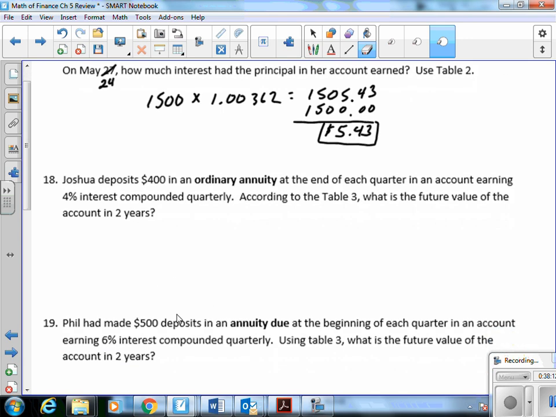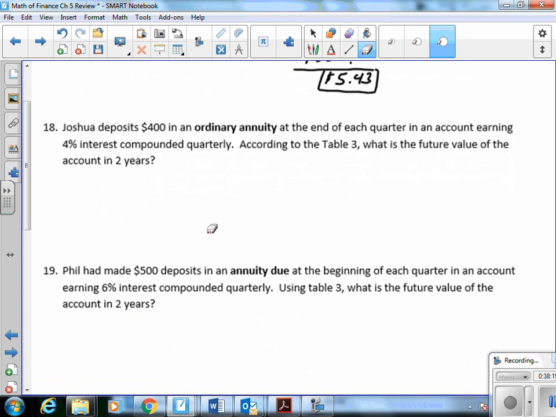All right, number 18. Joshua deposits $400 in an ordinary annuity at the end of each quarter in an account earning 4% interest compounded quarterly. According to table 3, what's the future value of the account in 2 years? I'm going to find the total number of periods. Quarterly is 4 periods times 2 years, so it's 8 periods. And then it's 4% compounded quarterly, times 1/4, so it's going to be 1%.